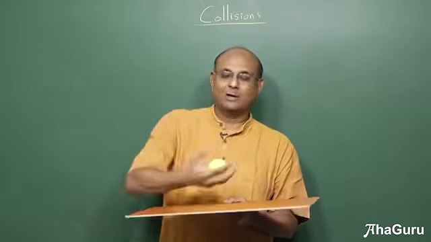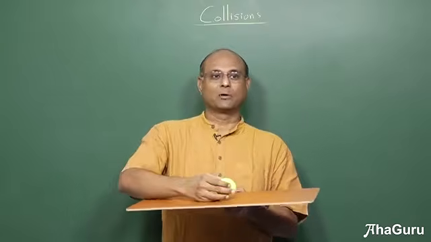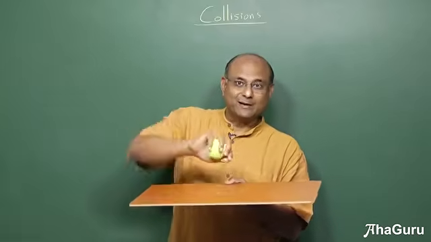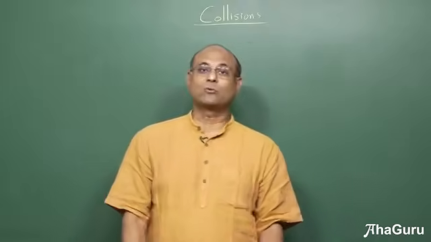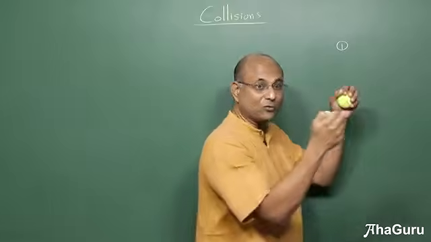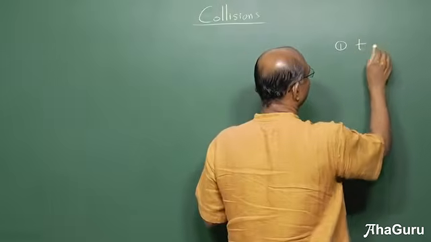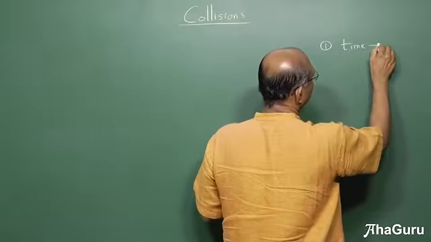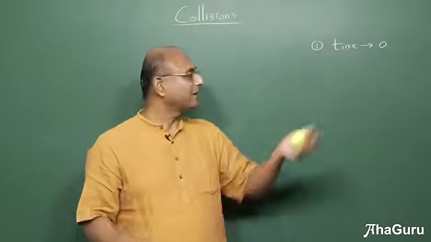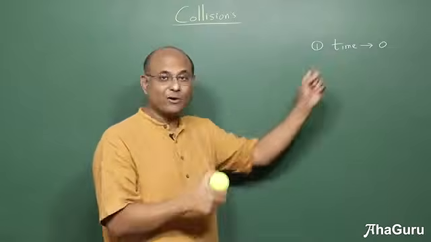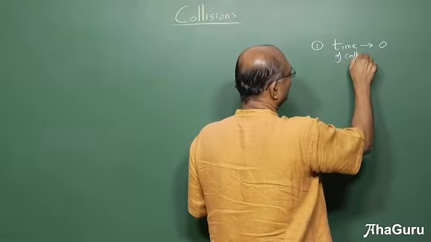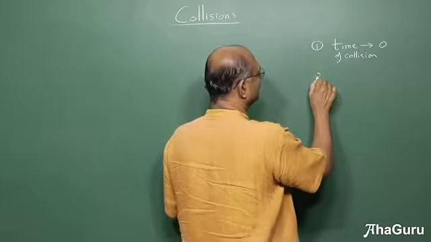If I drop this ball, it took some amount of time to come down. But at the instant of collision, can you even see what happened? It was very quick. So the first thing about collision is that the time interval for the collision to happen is really small, tends to 0, really tiny, maybe in milliseconds, microseconds. So two objects when they collide, the time of collision is very small.